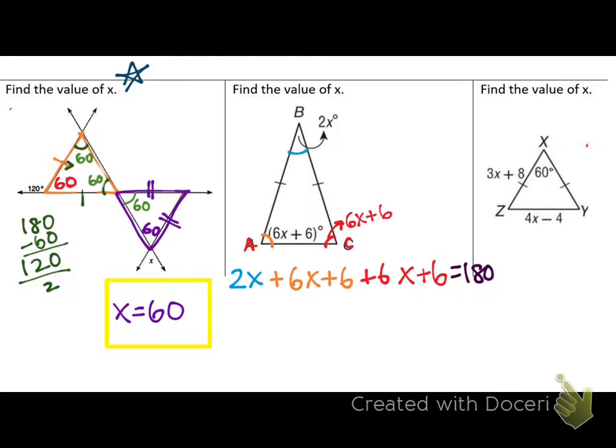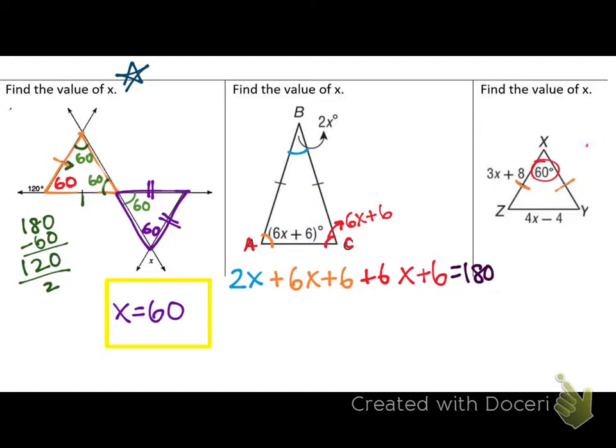This last one, we're given two side lengths. Are they the side lengths that are marked congruent? They're not. Can a side be equal to an angle? No, never. Sides are equal to sides, angles are equal to angles. So we need to figure out what kind of triangle is on the inside, because this is kind of like a trick question. If this angle is 60, what will z and y be?